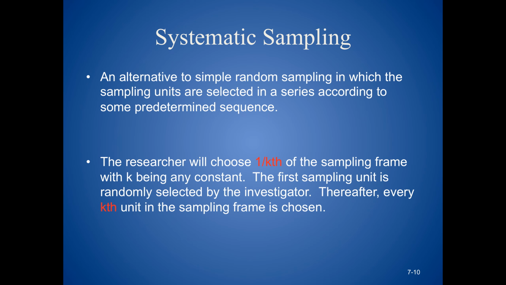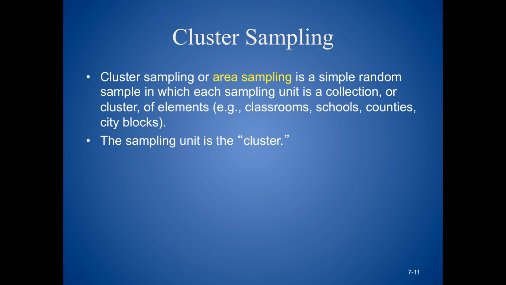Another sampling technique is called cluster. And as you would expect, this is a cluster or a group. So cluster sampling or area sampling is a simple random sampling, and each sampling unit is a collection. So we want to compare SUNY Cortland compared to Syracuse University. So that's a school. Or we want to compare the town of Cortland to the town of Ithaca. So that's cluster sampling, and the sampling unit is the cluster.